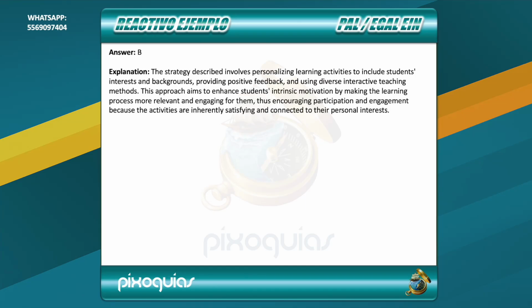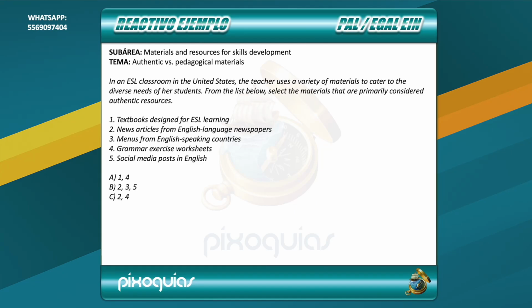Let me explain. The strategy described involves personalizing learning activities to include students' interests and backgrounds, providing positive feedback, and using diverse interactive teaching methods. This approach aims to enhance students' intrinsic motivation by making the learning processes more relevant and engaging for them, thus encouraging participation and engagement because the activities are inherently satisfying and connected to their personal interests. Let's move to the next exercise.